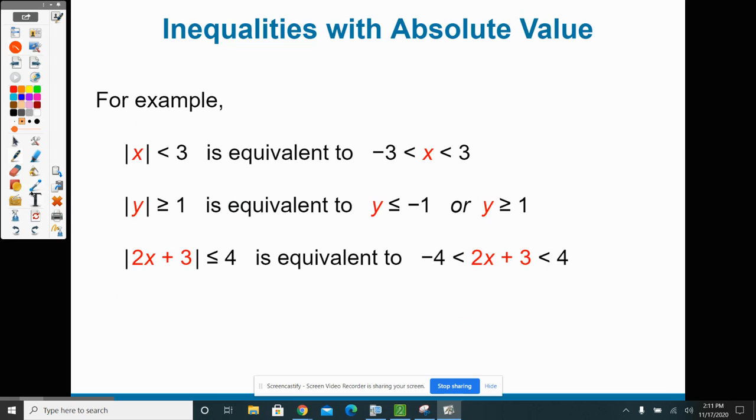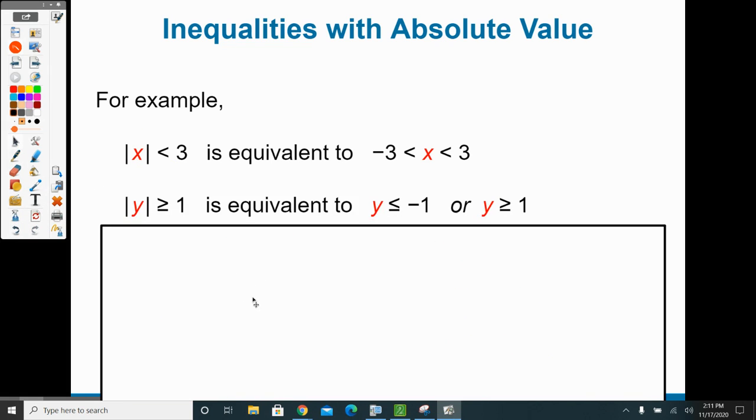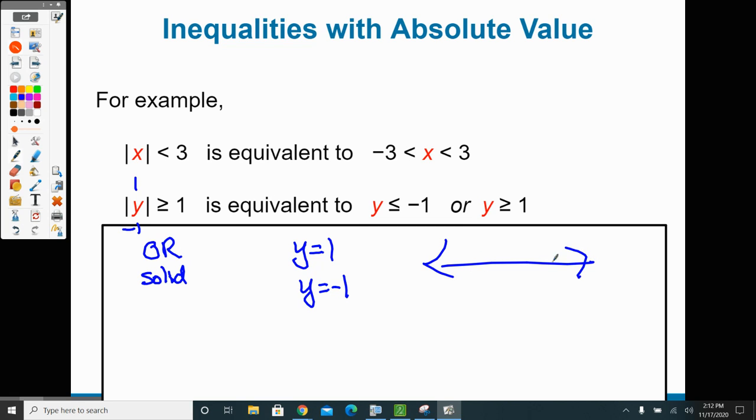What if it was the next one? What if it is the absolute value of y is greater than or equal to 1? Well, this is a greater than sign, so that's going to be an or, and it's an equal, so it'll be solid. What could be in here that makes it true? Well, y could equal 1, or it could equal -1. So you put the small number on the left and the big number on the right. This time it's a solid dot, and it's an OR graph. So the OR graphs go on the outskirts like oars of a boat.